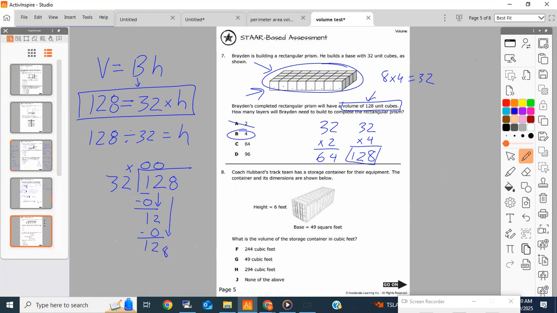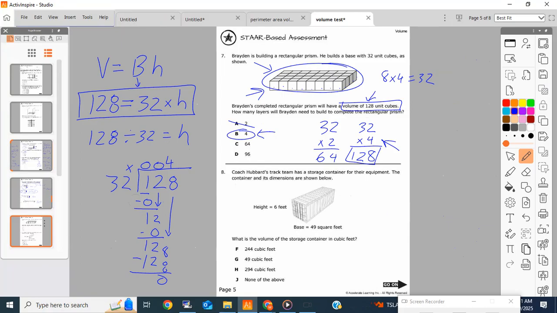So now what we have to do is figure out how many times we multiply 32 to get to 128. And we know from our problem over here that it is 4. 4 times 32 is 128, and we have a remainder of 0. So it's going to take 4 layers to get to a volume of 128 if we have 32 cubes in the bottom layer.